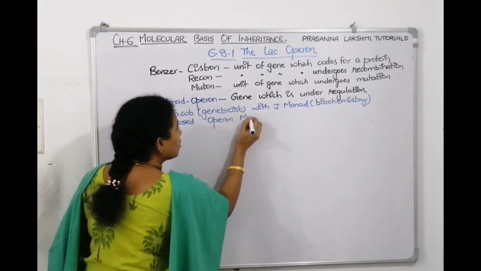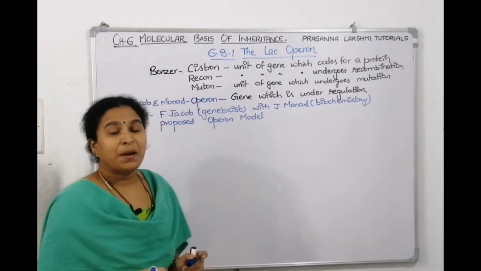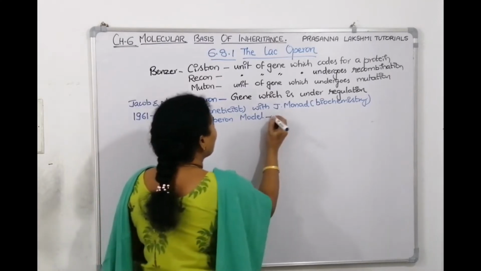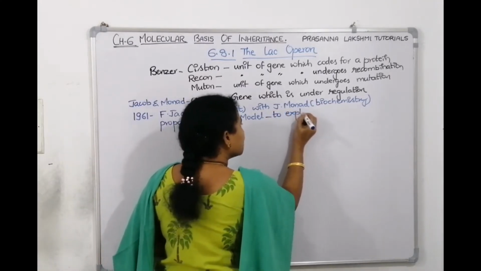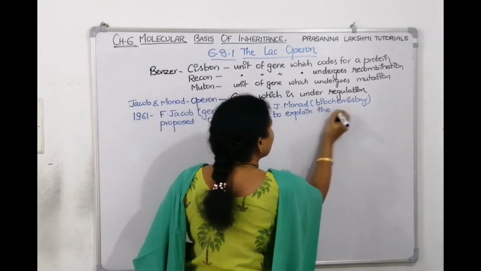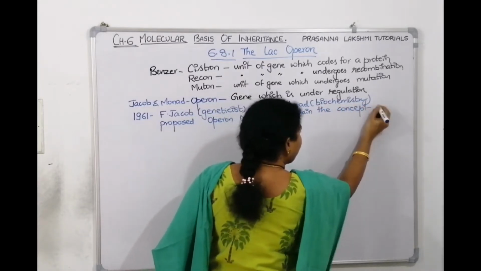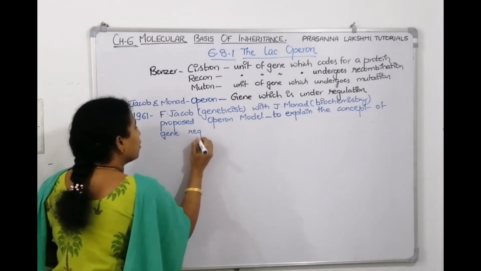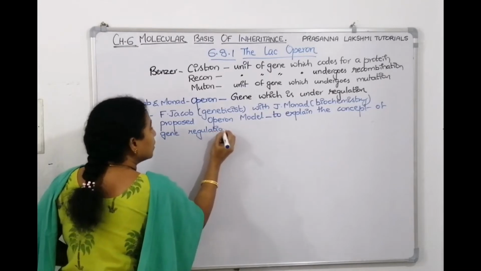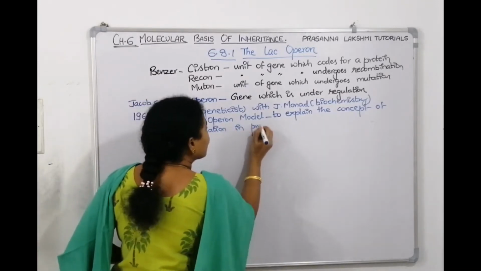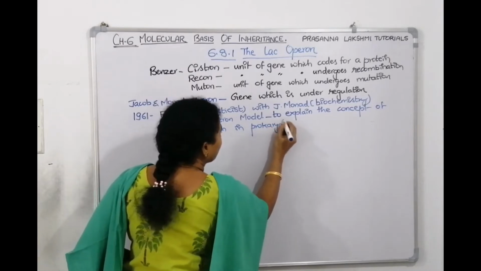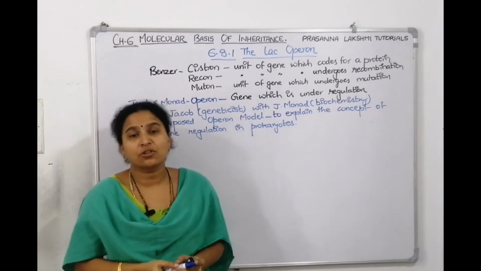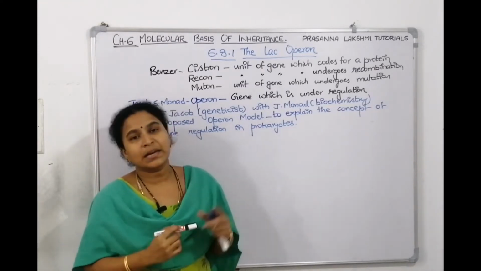They proposed a model called the Operon model to explain the concept of gene regulation in prokaryotes. Explain the concept of gene regulation in which organisms? In bacteria, children. Bacteria is a prokaryote. So you can understand the concept of regulation of gene by taking Operon as an example.